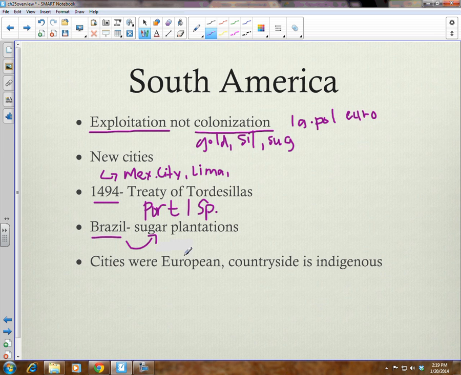And throughout the Latin American world, cities of New Spain, New Castile, and Brazil took on a European feel, but the countryside remained indigenous in character. And we'll see this when we watch the movie The Mission, or part of the movie The Mission. The Spanish and Portuguese viewed the New World again as an opportunity for exploitation rather than a center of colonization. This is where we're going to stop to continue to the second part of the PowerPoint.